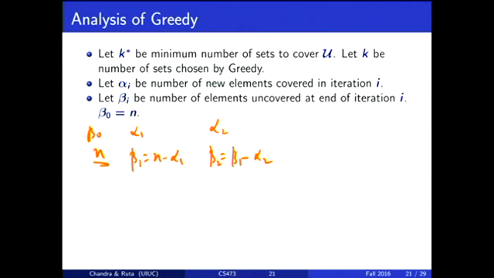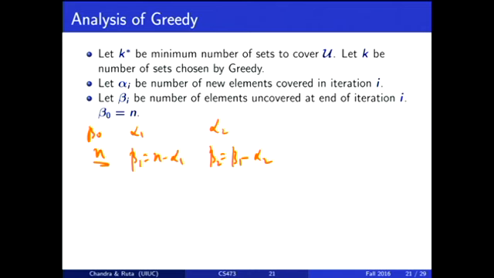What does that mean, completely stupid? We are picking the biggest set we can. So what can we say about how many elements will be in that set? It depends on the instance, so we can't immediately say how many we cover. But what we can say is that if optimum is covering all the n elements using only K star sets, then we should be able to cover at least what the optimum is doing on average. What is the average number of elements that optimum is covering? N over K star. There has to be a set of size at least n over K star.